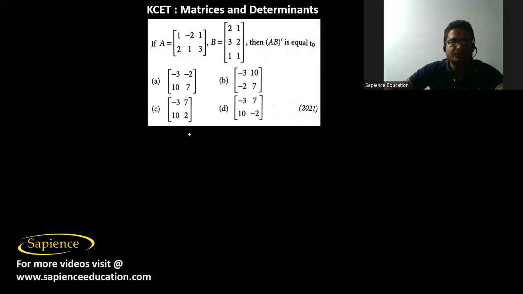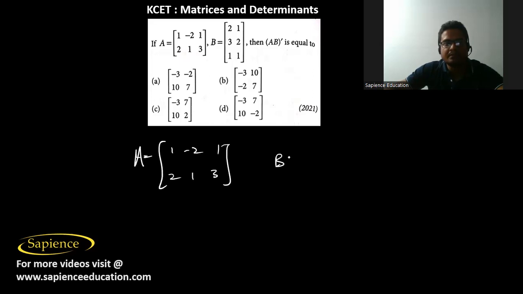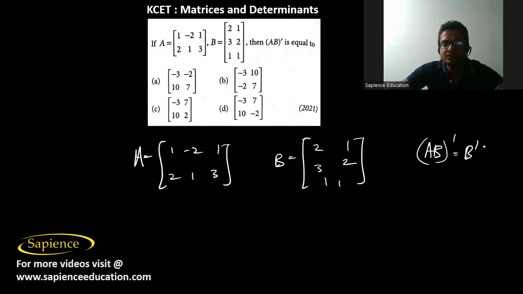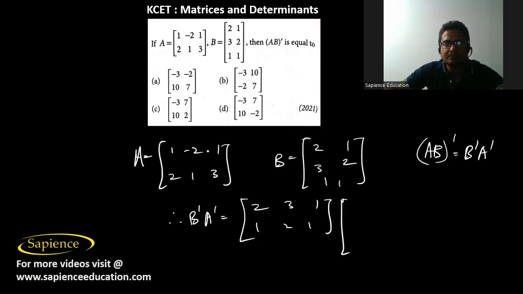Then here it is told, if the matrix A is equal to 1 minus 2, 1, 2, 1, 3, and B matrix is equal to 2, 1, 3, 2, 1, 1, then (AB) transpose is how much? So we know that (AB) transpose is equal to B transpose into A transpose. So B transpose into A transpose will be equal to, B transpose, obviously we have to convert the columns into the rows. So this will be 2, 3, 1 and 1, 2, 1 into A transpose, that is 1, 2, minus 2, 1, 1, 3.